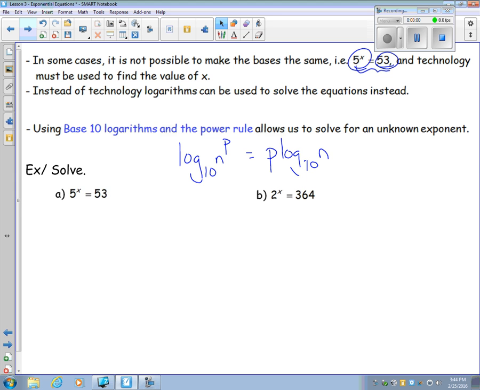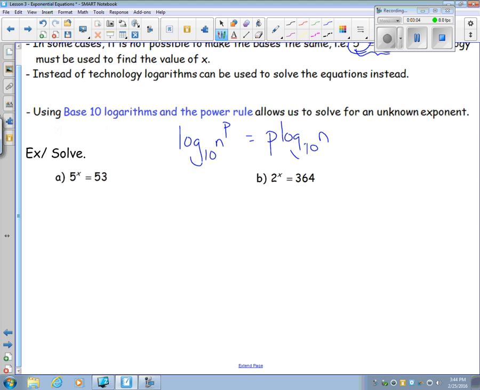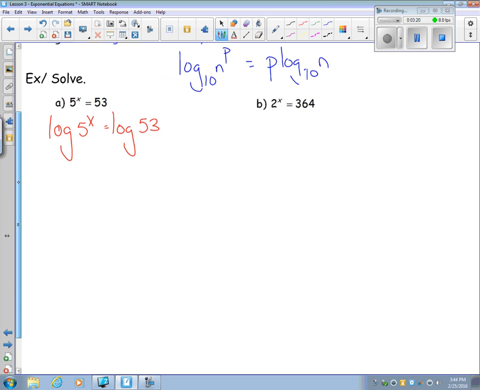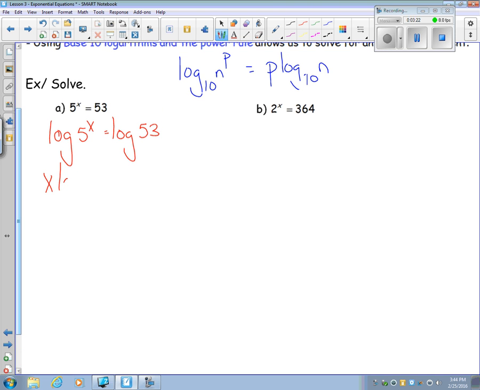So logarithms come in handy for things where we need technology, but we don't have technology. So let's take a look at the first one. The way it's going to work, I'm going to take the log of both sides. Whatever I do on one side, I do the exact same thing on the other side. I haven't mathematically changed anything. It's the same equation, just a different format of it. Now this looks like a log law idea. The x up top can come down front using my power rule. So we get x log 5 equals log 53.